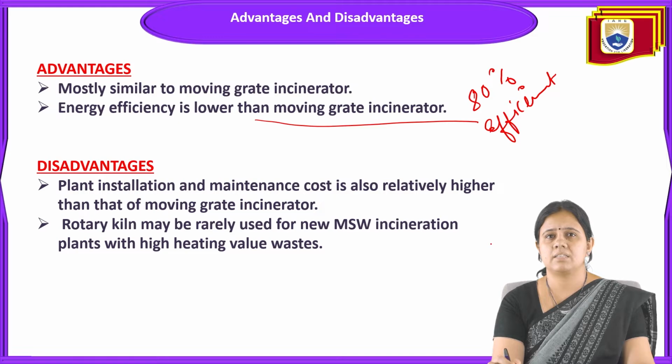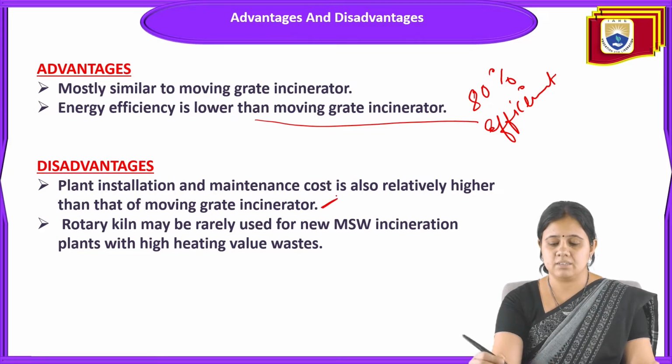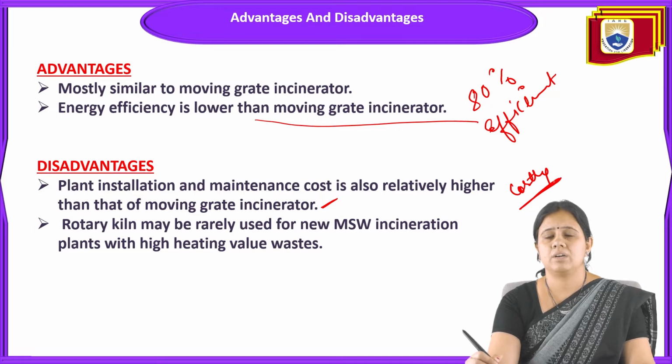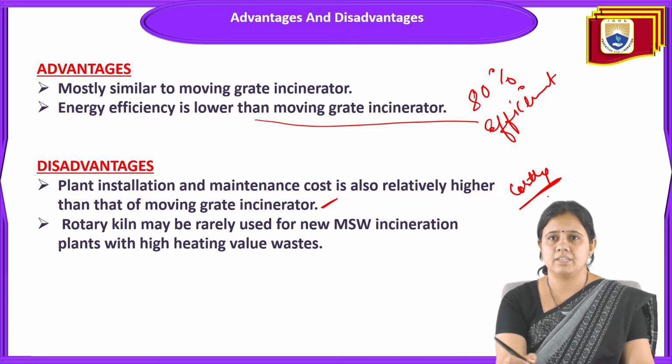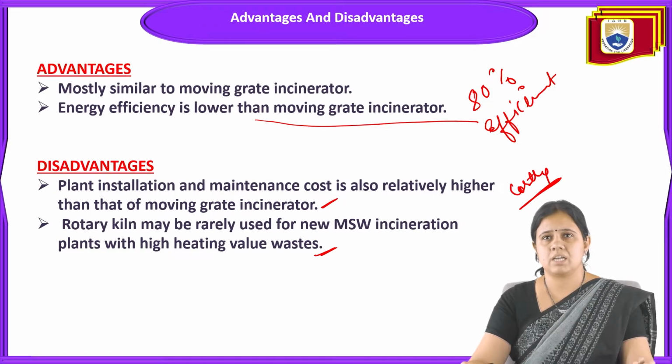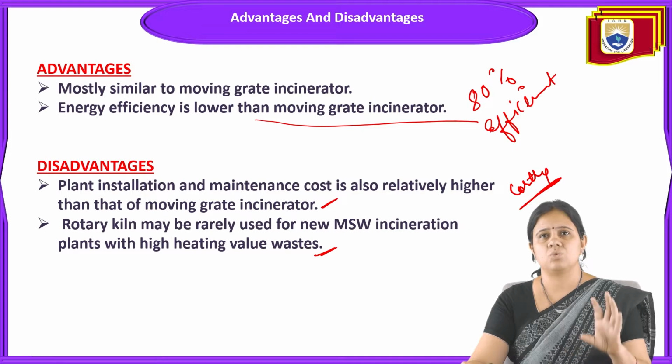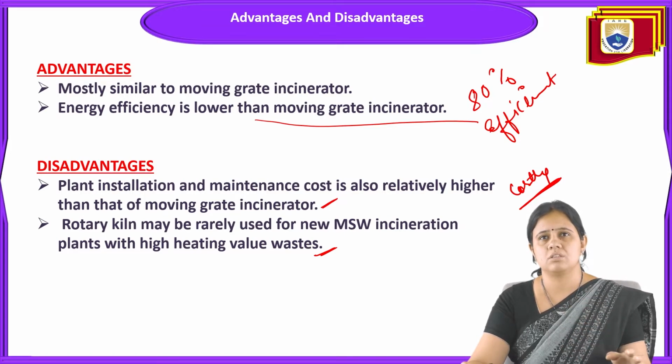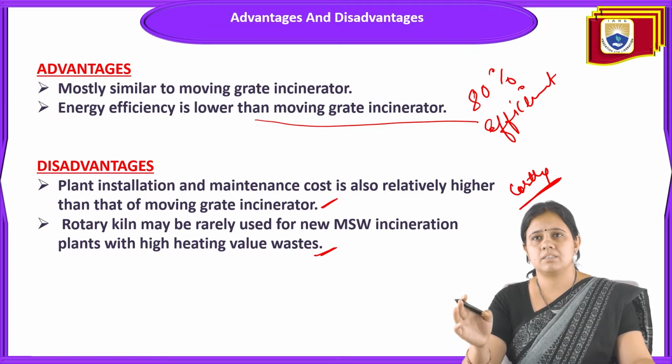The disadvantage is that the plant installation and maintenance cost is relatively higher than that of a moving grate incinerator. It is costly also, and the rotary kiln is rarely used for new MSW incinerator plants with high heating value waste. So these are the advantages and disadvantages associated with the rotary kiln incinerator.